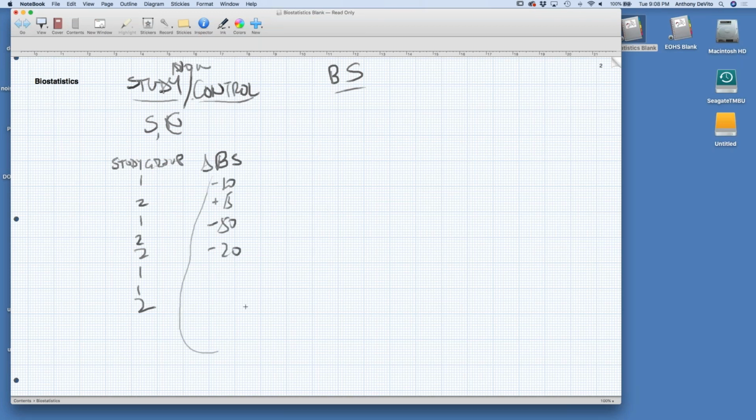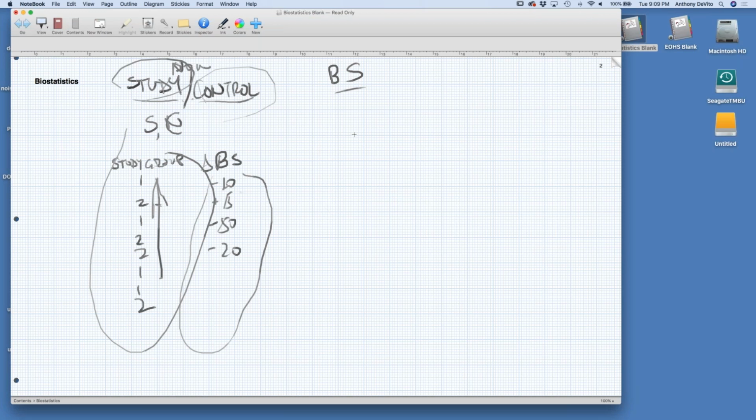So we have a numerical variable and we have a categorical variable. And our categorical variable happens to have two categories. Okay, do you guys remember what test you might use in that situation? Okay, well, we're going to compare means, right? We're going to say to ourselves, what's the average change in blood sugar level for the study group versus the control group? Okay, yeah, t-test, excellent. So we'll do a t-test.